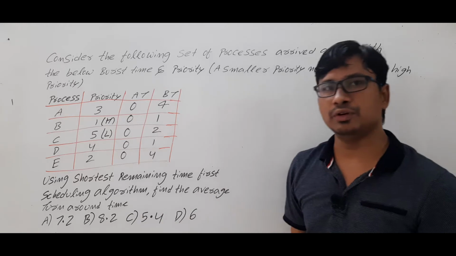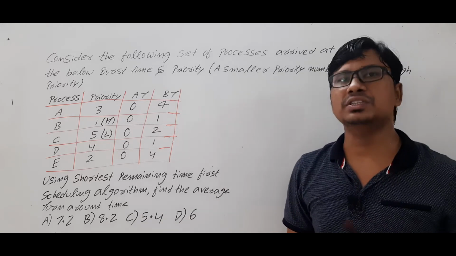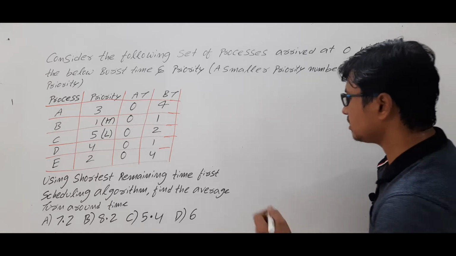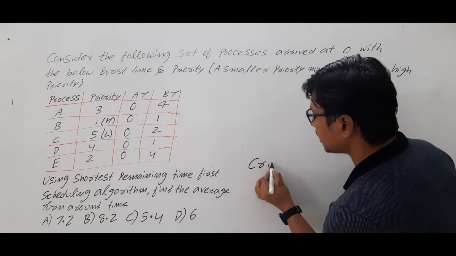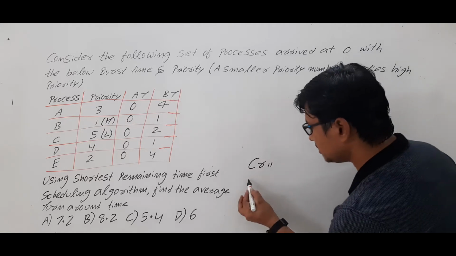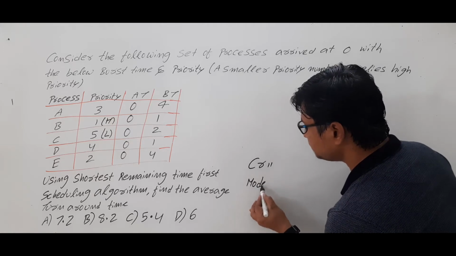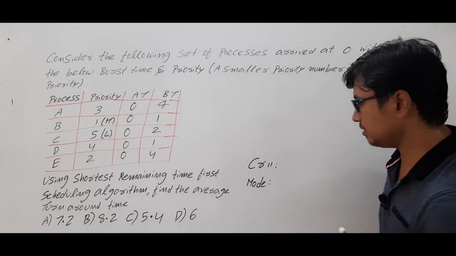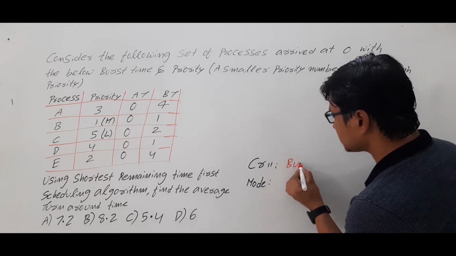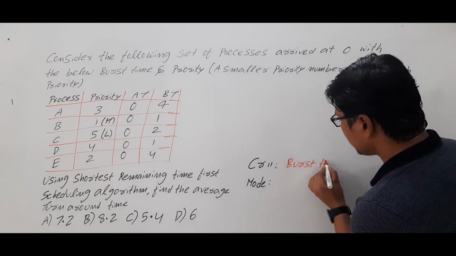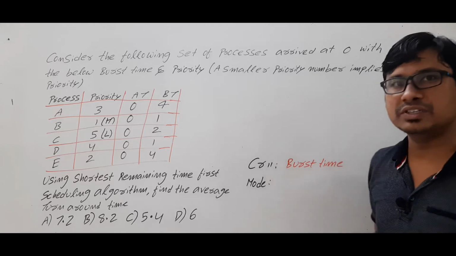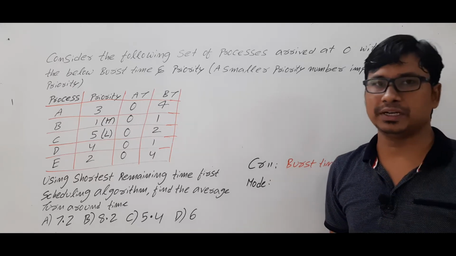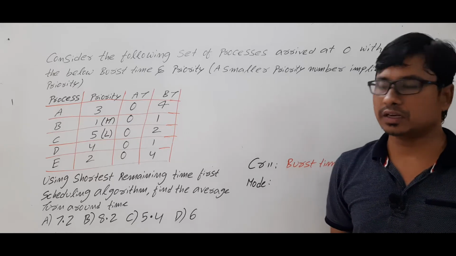They have given 4 options. We need to solve the question and find out what is the right answer. Any scheduling algorithm will have 2 parameters: one is the criteria and another one is the mode. Now coming to the shortest remaining time first scheduling algorithm, the criteria is burst time. So among the processes which are there in the ready state, the process which has the lowest burst time will be dispatched to the running state.